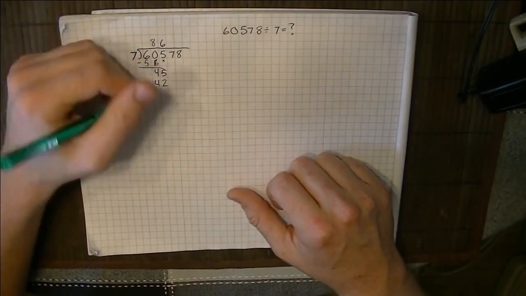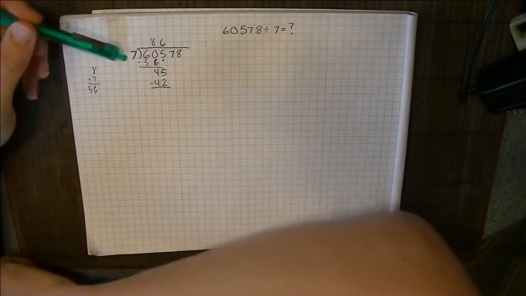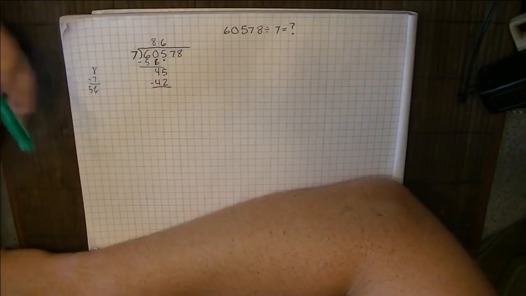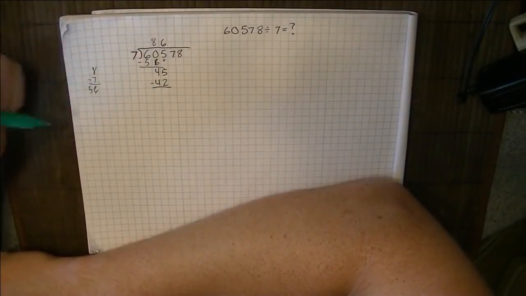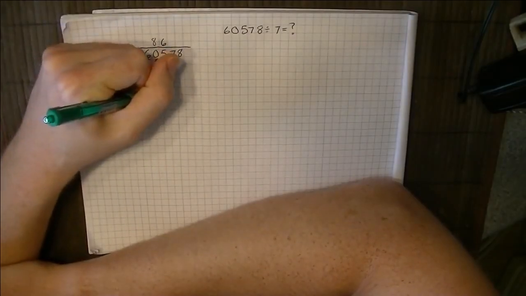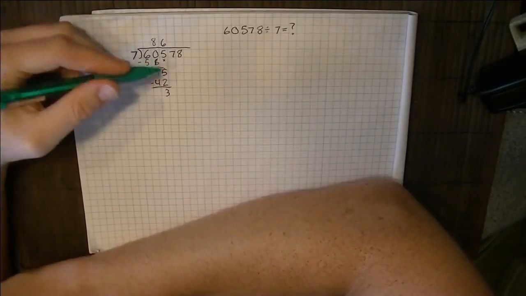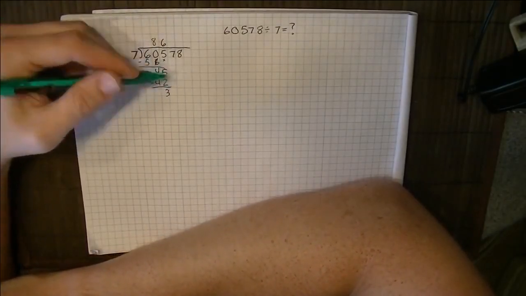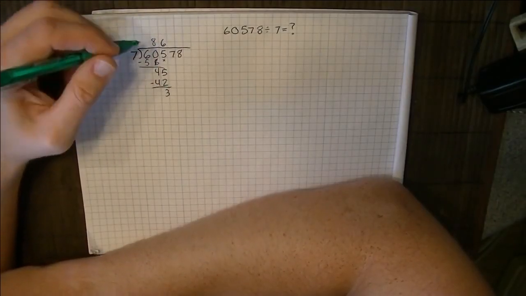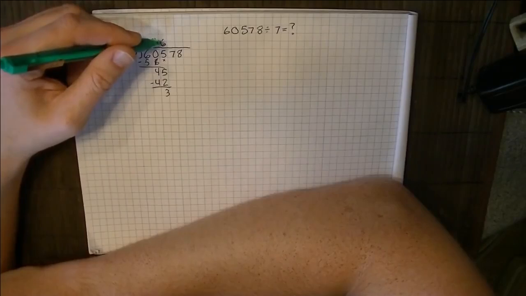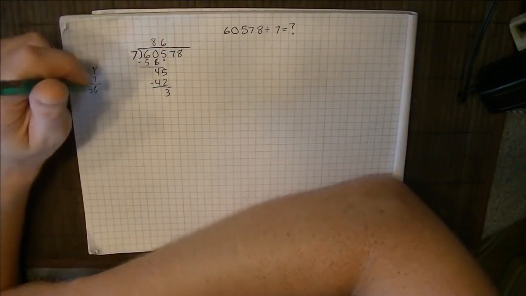All right, so 6 times 7 is 42. 42 is less than 45, so we know that we guessed right. We got the right number there. 45 minus 42 is 3. So once again, we're keeping track of the remainders. What we just said there is 4,500 minus 4,200 is 300, right? 7 goes into 4,500 600 times with 300 left over.